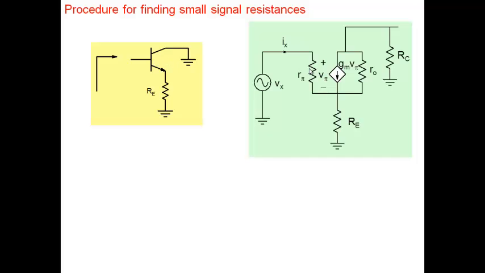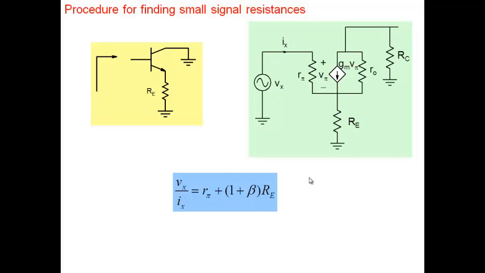We replace the transistor by its hybrid pi model. RC should not be there. It is ground here, so we should put a ground here, and RE is here. Now, all you need to do is solve this circuit to get Vx by Ix. That's all. So if I solve it, Vx by Ix, I get R pi plus (1 plus beta) Re.